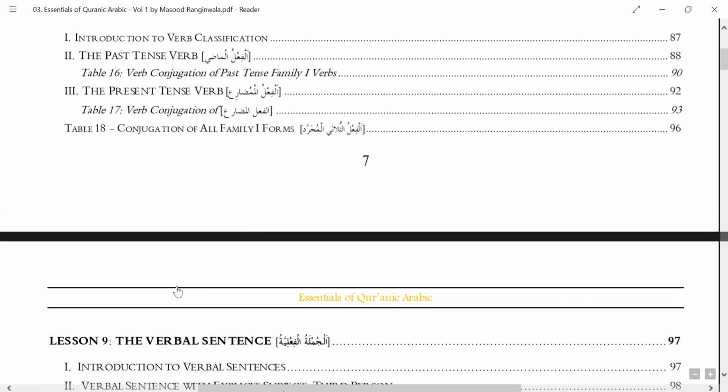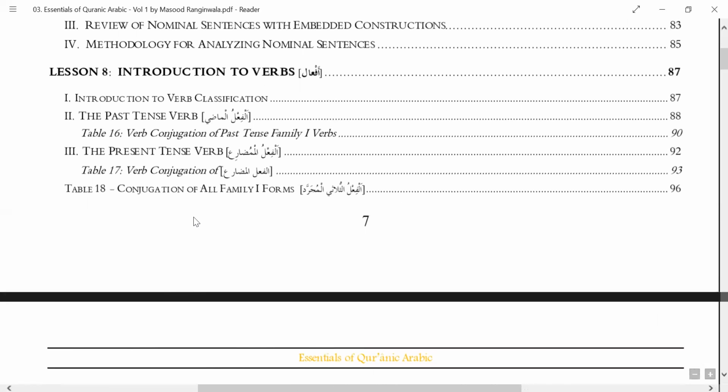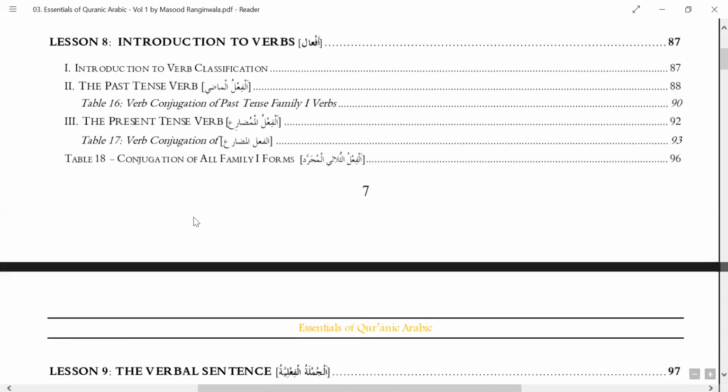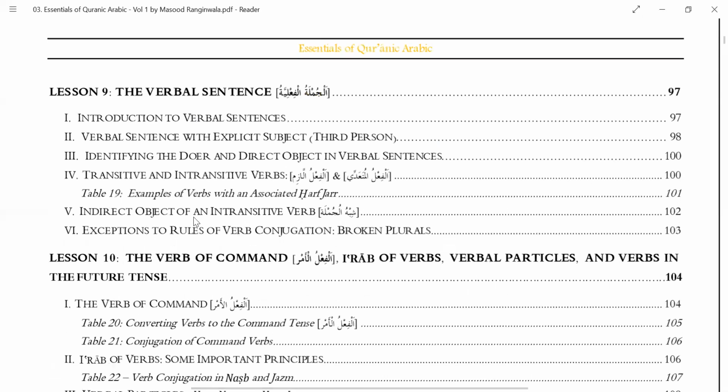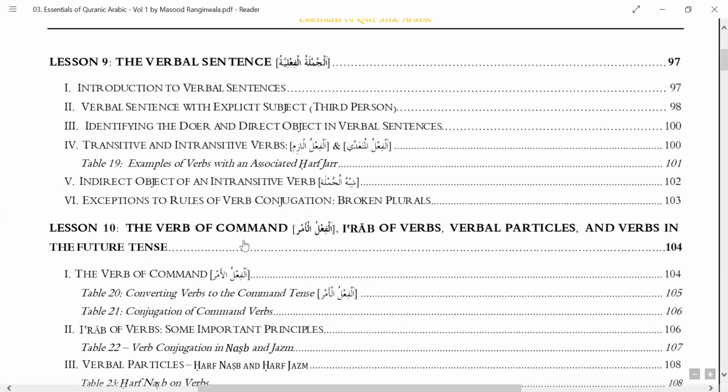Then we do something about verbs, introduction to verbs, different families of verbs. That's lesson 8. Then above what you did was nominal sentence. Here what you have is the verbal sentence. Then after the verbal sentence, you have different constructions of verbs like verbs of command, the i'rab, the particles of verbs, and verbs in the future tense.